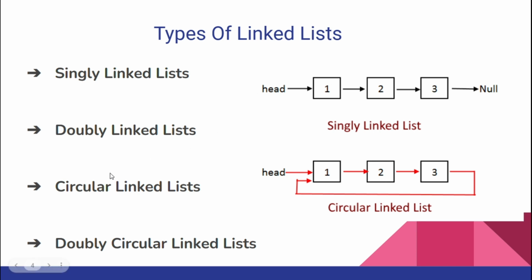And the next type of linked list we have is the circular linked list. I left this picture here so that you can get my explanation visually. In the circular linked list, there is no null node, and that's because the head will point to 1, 1 will point to 2, 2 will point to 3, and 3 will point back to the head.